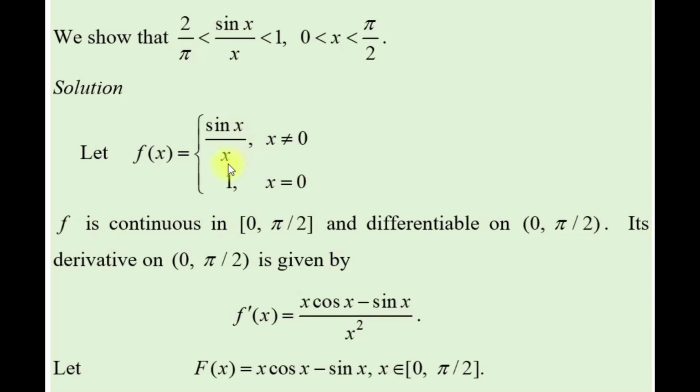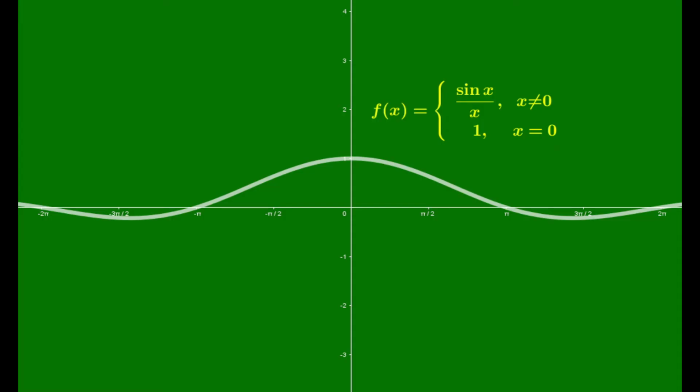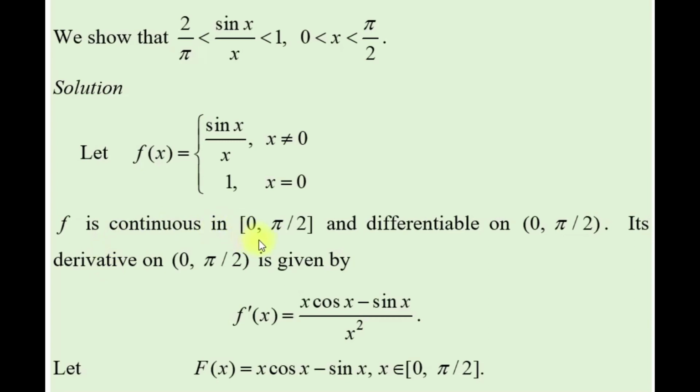See, sin x by x is not defined at x is equal to 0 because of the presence of x in the denominator. The graph of f of x is given here. f is continuous in closed interval 0 pi by 2 and differentiable on open interval 0 pi by 2.